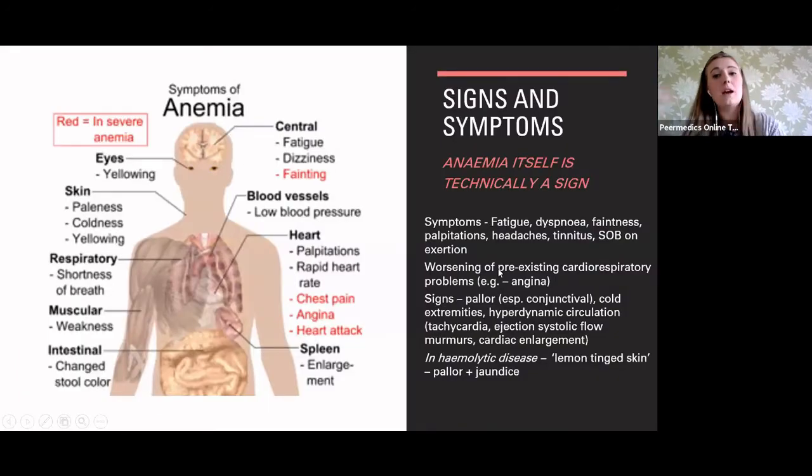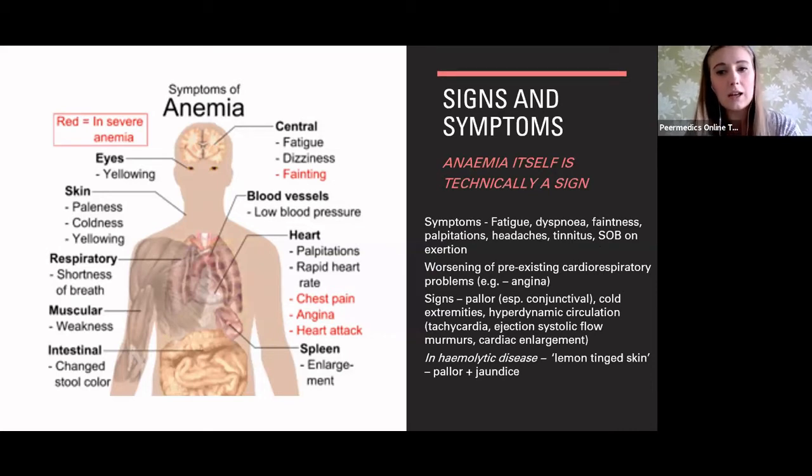So symptoms of anemia. As I was saying on the last slide, anemia itself is a sign of things. You can say this patient with whatever underlying condition is positive for anemia, for instance. But generally you're getting those symptoms relating to the fact that hemoglobin is what we use to carry oxygen around with the red blood cells. If we're lacking that, you're going to have symptoms relating to that.